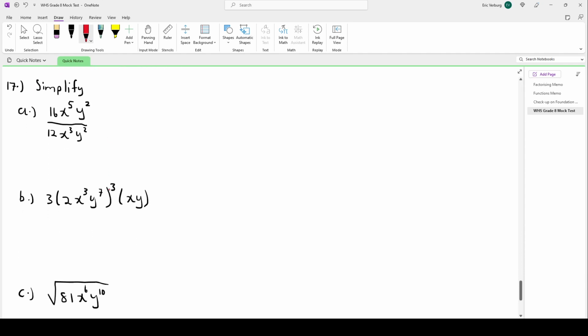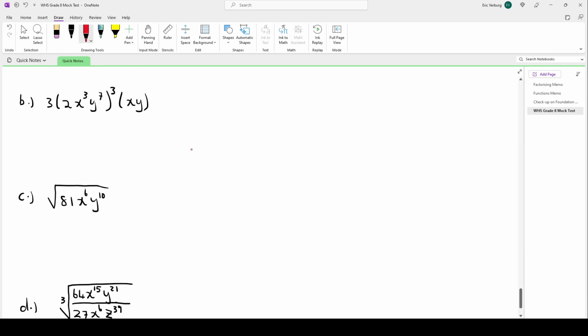Okay, question 17. Simplify these. Okay, so the 16 and the 12 can simplify to 4 over 3. Now the x to the power 5 and x to the power 3, most of the x's are at the top, so we're going to write the x at the top. And the difference between 5 and 3 is 2. So we can write that, that's the exponent. And the y squared cancel out. So that's our final answer here.